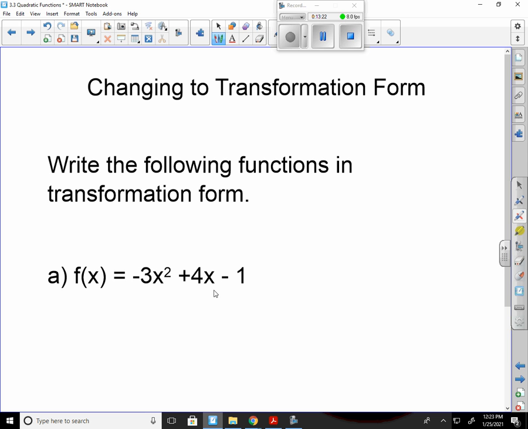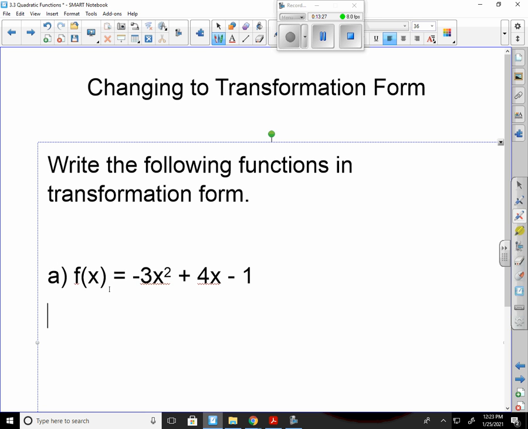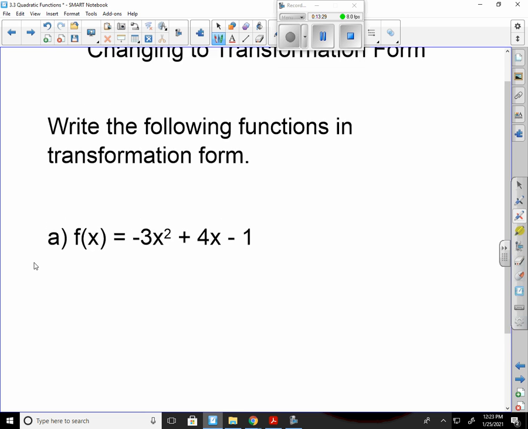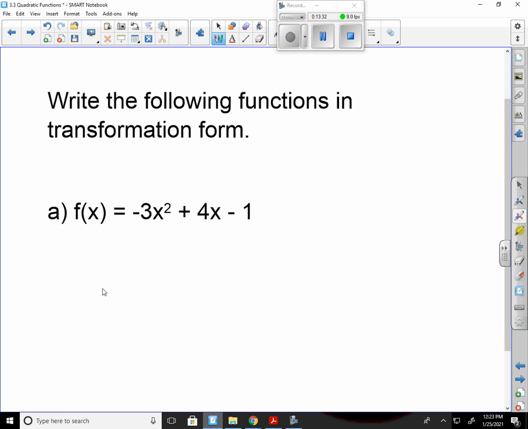So this one starts in polynomial form. And starting in polynomial form, the first thing I have to notice is I have a number in front of the x squared, and I'm going to have to factor that out. So I'm going to group it off and factor. Start by grouping these first 2 terms together because they both have an x in it. And I'm going to pull out a negative 3.